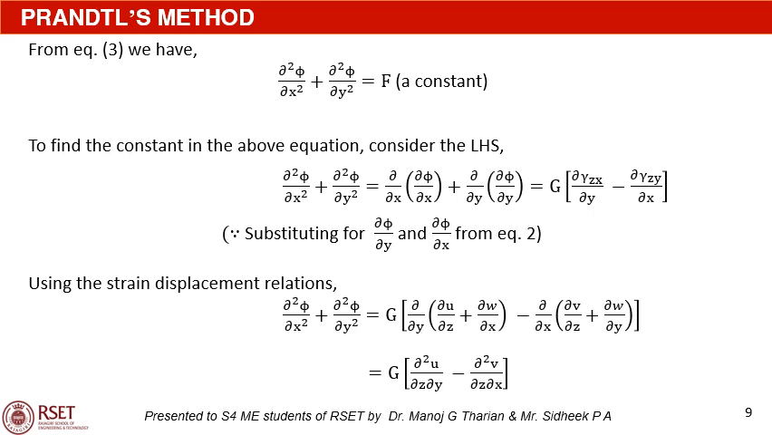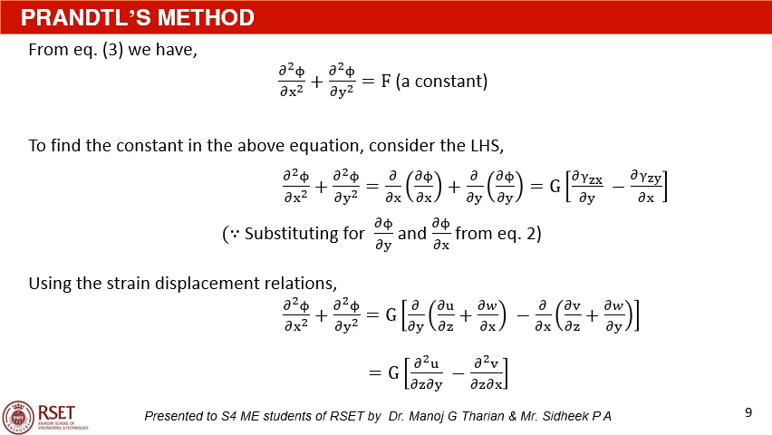the above equation becomes ∂²φ/∂x² + ∂²φ/∂y² = G into (∂γzx/∂y − ∂γzy/∂x). Now, substituting for γzx and γzy using the strain displacement relations, that is γzx = ∂u/∂z + ∂w/∂x and γzy = ∂v/∂z + ∂w/∂y, the above equation becomes ∂²φ/∂x² + ∂²φ/∂y² = G into [∂/∂y of (∂u/∂z + ∂w/∂x) − ∂/∂x of (∂v/∂z + ∂w/∂y)].